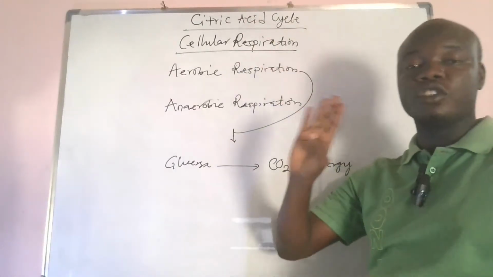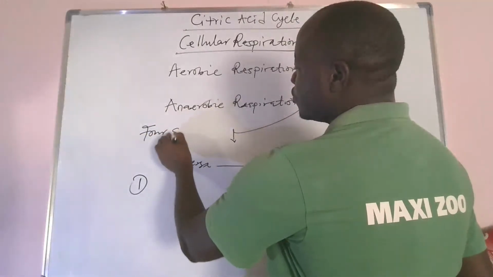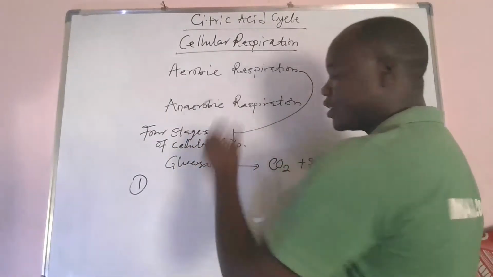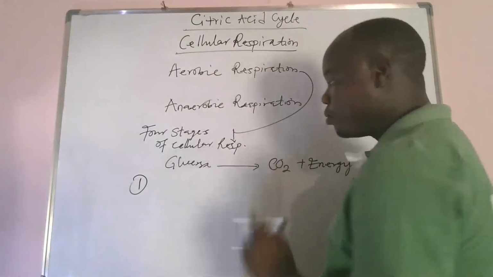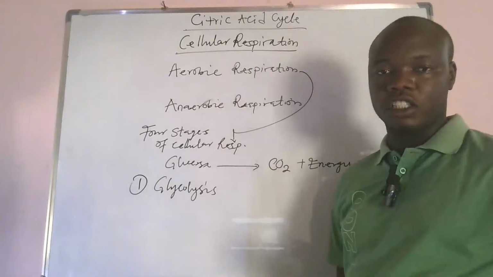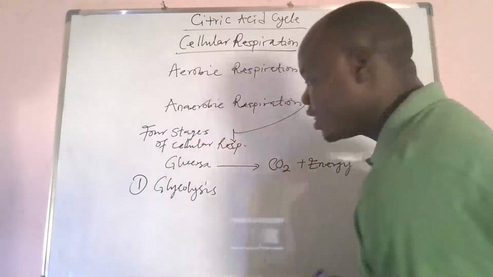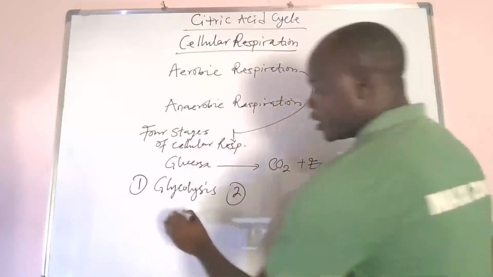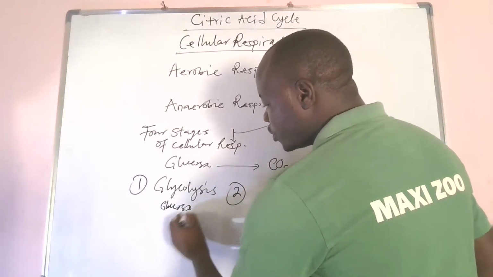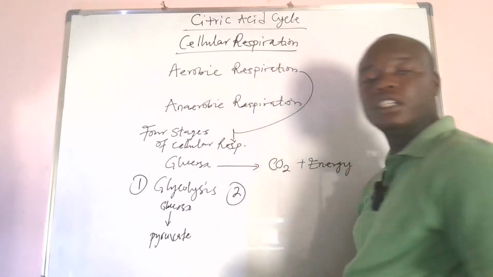This cellular respiration takes place in 4 steps. There are 4 stages of cellular respiration. We are starting with the first one, although we have done that one already. Number one, we have glycolysis. That is the first step of cellular respiration. Glycolysis starts from the breaking down of glucose to generate pyruvate.